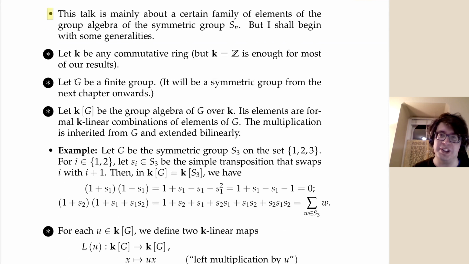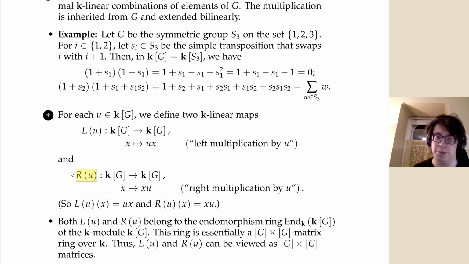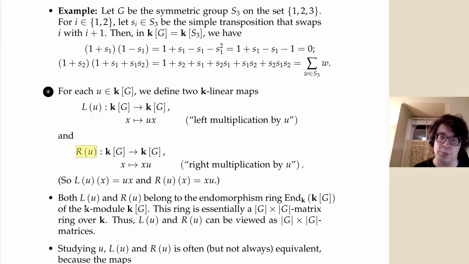In general, I don't think I need to explain to you what a group ring is. I'm just fixing some notation. K[G] is the group algebra of a group G over the commutative ring K. If u is an element of this group algebra, there are two linear maps attached to it. One is L(u), which is left multiplication by u, and one is R(u), which is right multiplication by u. They're module endomorphisms, so they're linear maps, and you can view them essentially as matrices of size |G| times |G|.